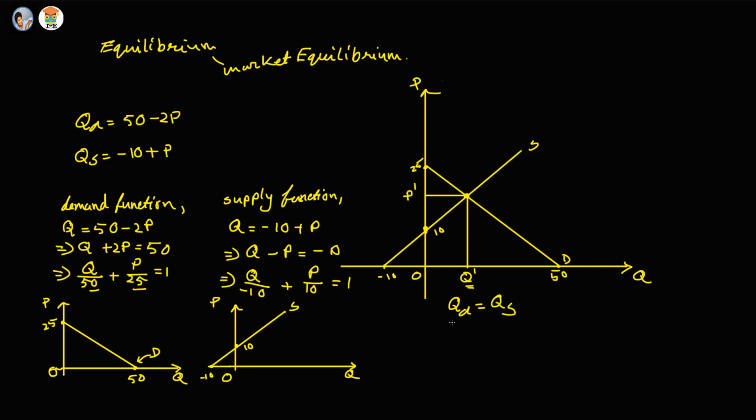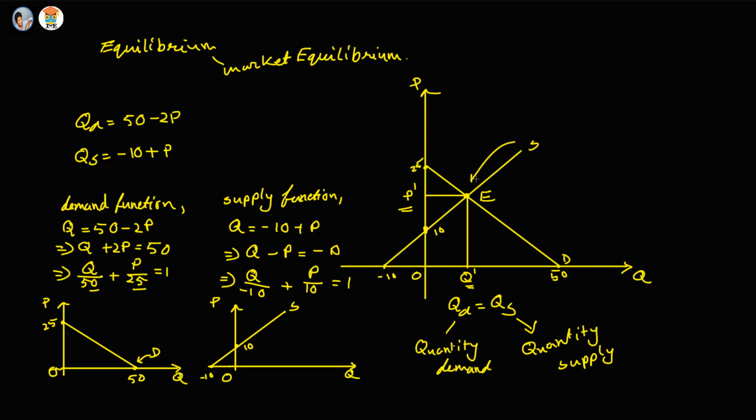What does QD stand for? Quantity demand, and QS stands for quantity supply. So what we see, at price of P1, quantity demand is equal to quantity supplied. This point in economics is known as market equilibrium.